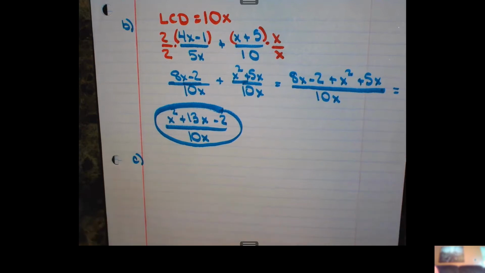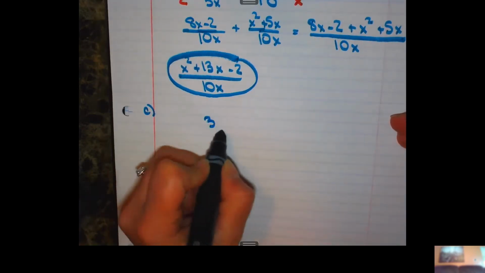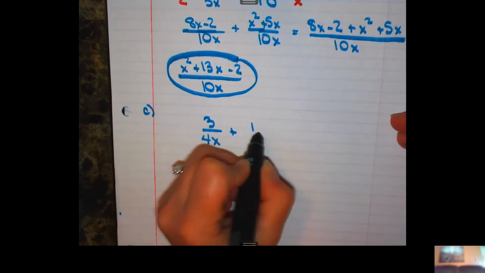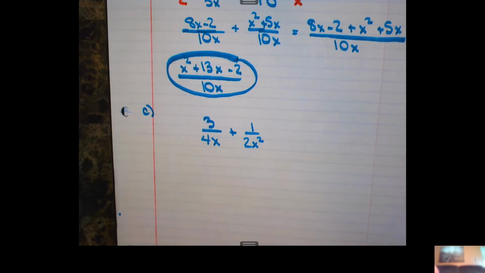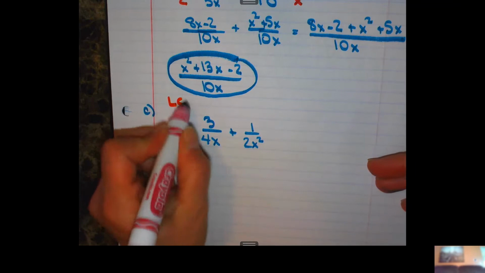This is example C. Can you leave some space? Can you write 3 over 4x plus 1 over 2x squared? All right, we can't combine yet because they don't have common denominators, so we need to find our LCD.